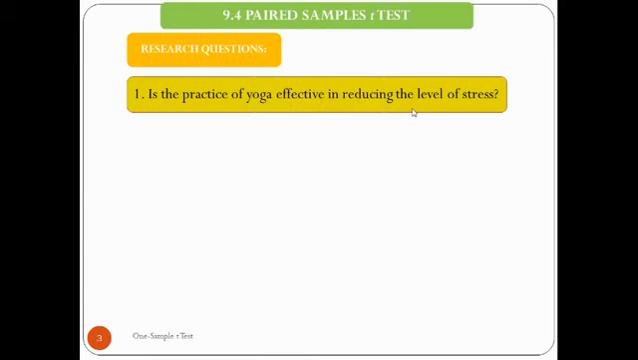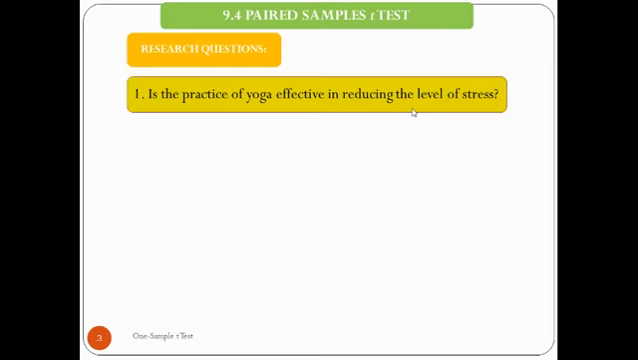So I would love to start this movie with the research questions that require the performing of paired samples t-test. For example, the first question looks like this. Is the practice of yoga effective in reducing the level of stress? So you see, let's deconstruct the meanings of this powerful or important research question.